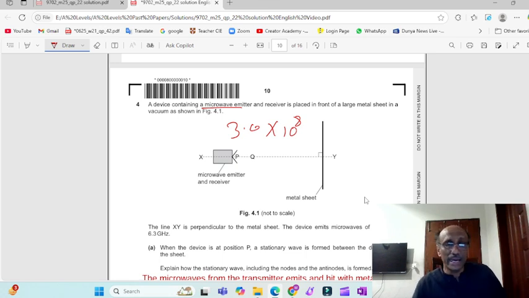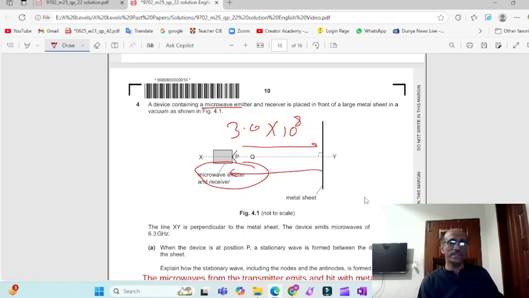Okay, the line XY is perpendicular. A device containing a microwave transmitter and a receiver is placed in front of this. So this is a transmitter as well as a receiver. It is emitting the waves. They will go, they will hit, they will turn back, overlap each other, and then they will form the stationary waves as shown in the diagram. The diagram is in the statement as well.